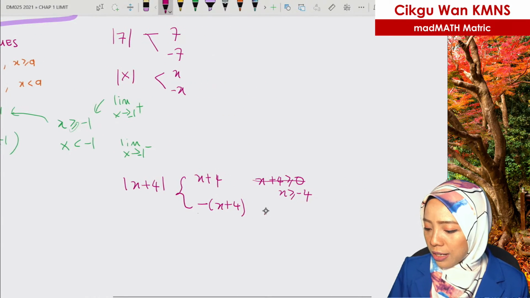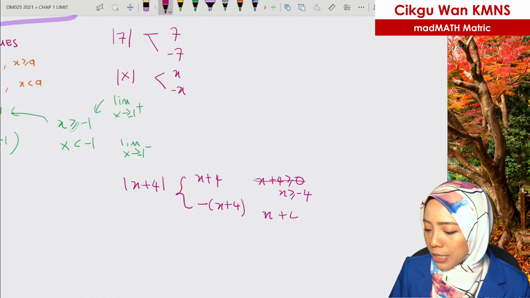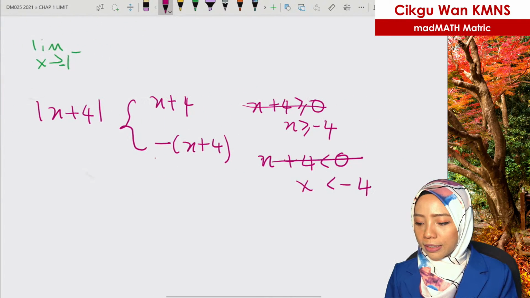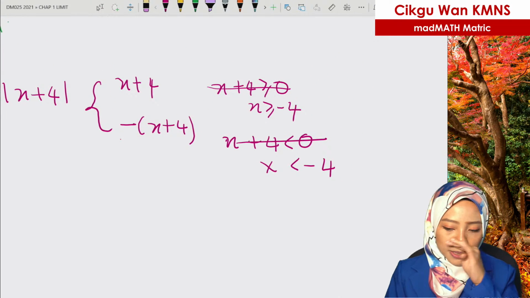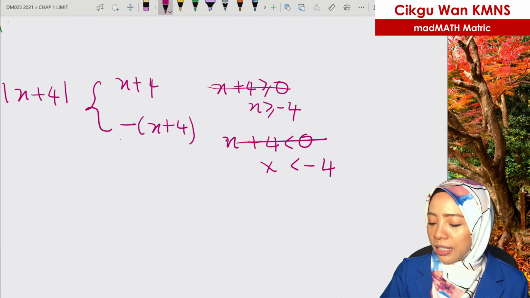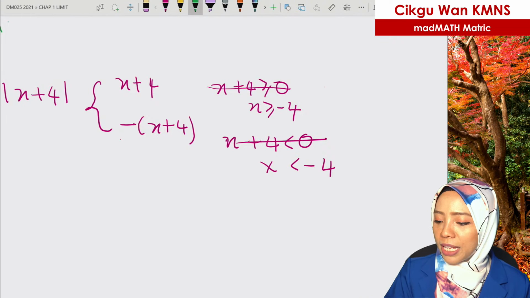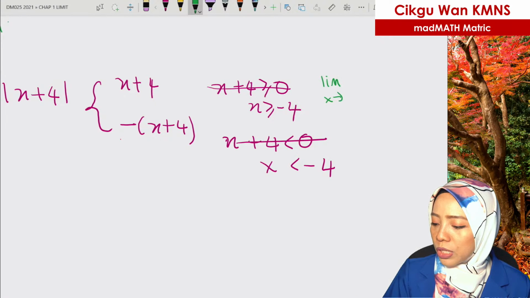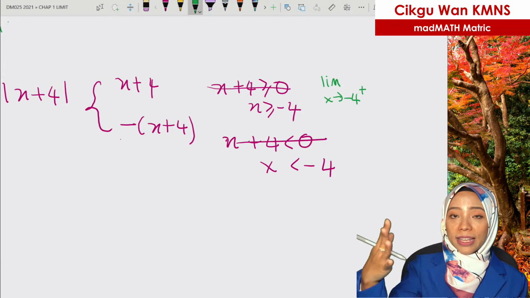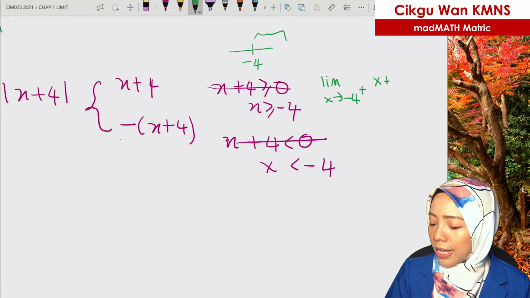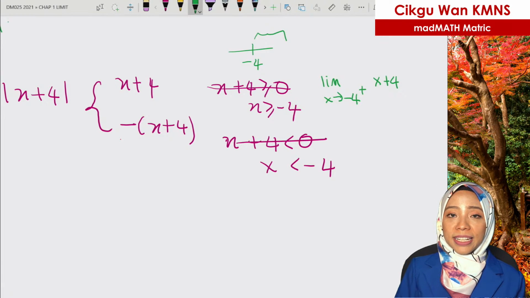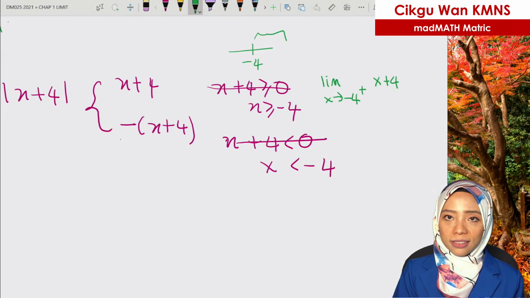Okay, and then this one x plus 4 is less than 0. So x is less than negative 4. Ini dalam otak sahaja. Okay, why this is important? Okay, sekejap I zoom in sikit. Why this is important? Because this function, if you are finding limit x approaching negative 4 from the right, dia dah kata x greater than negative 4 kena guna function x plus 4. So you have to use x plus 4 function. Clear or not? Okay, clear why this matter? The absolute values?